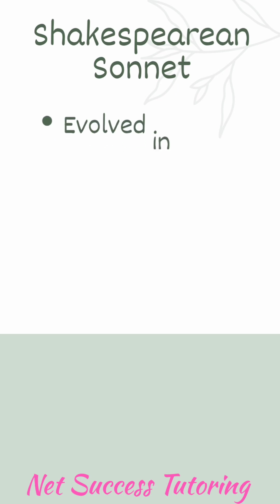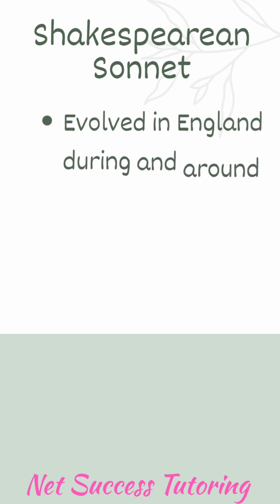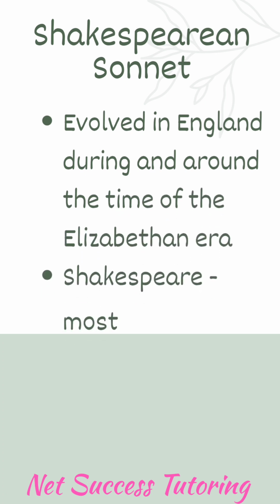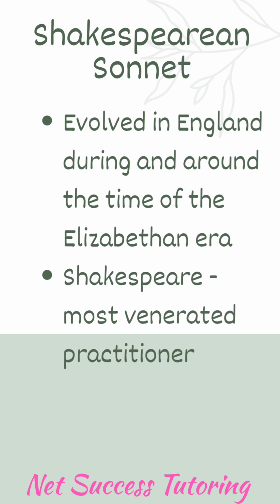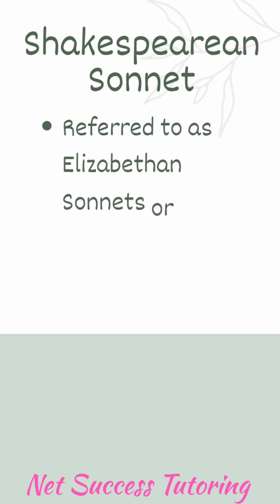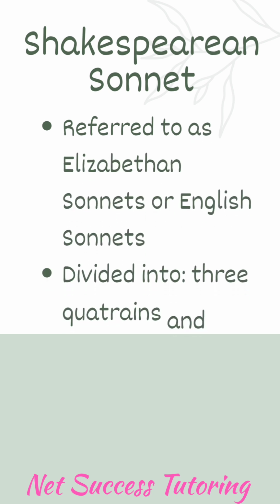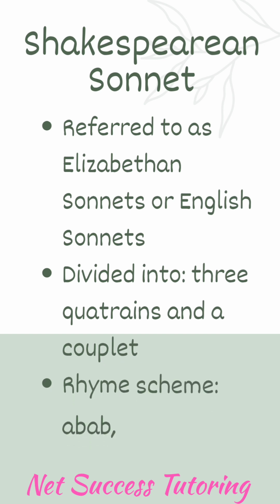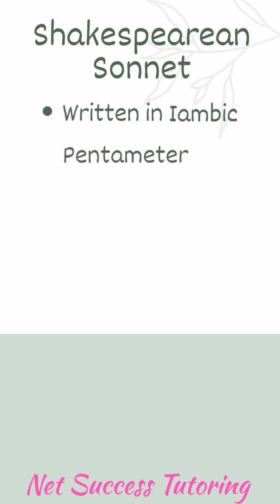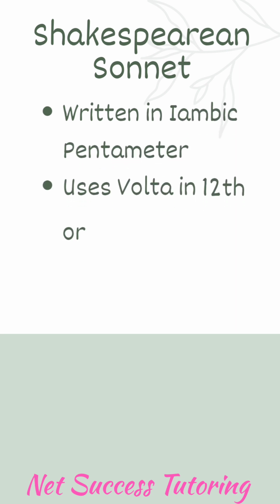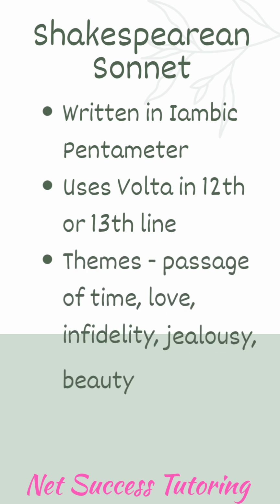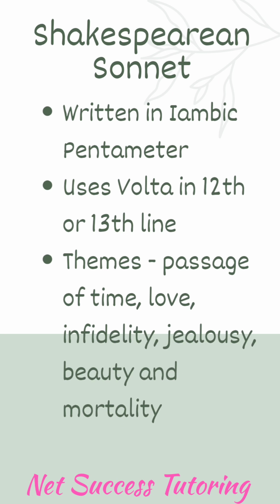Now, let's have a look into the Shakespearean sonnet. This evolved in England during and around the time of the Elizabethan era, and Shakespeare is the most venerated practitioner of this form of sonnet, referred to as the Elizabethan or English sonnet. This form is divided into 3 quatrains and a couplet, and the rhyme scheme is ABAB, CDCD, EFEF, GG. Written in iambic pentameter, it uses the volta or turn in the 12th or 13th line. The themes of this sonnet are passage of time, love, infidelity, jealousy, beauty, and mortality.